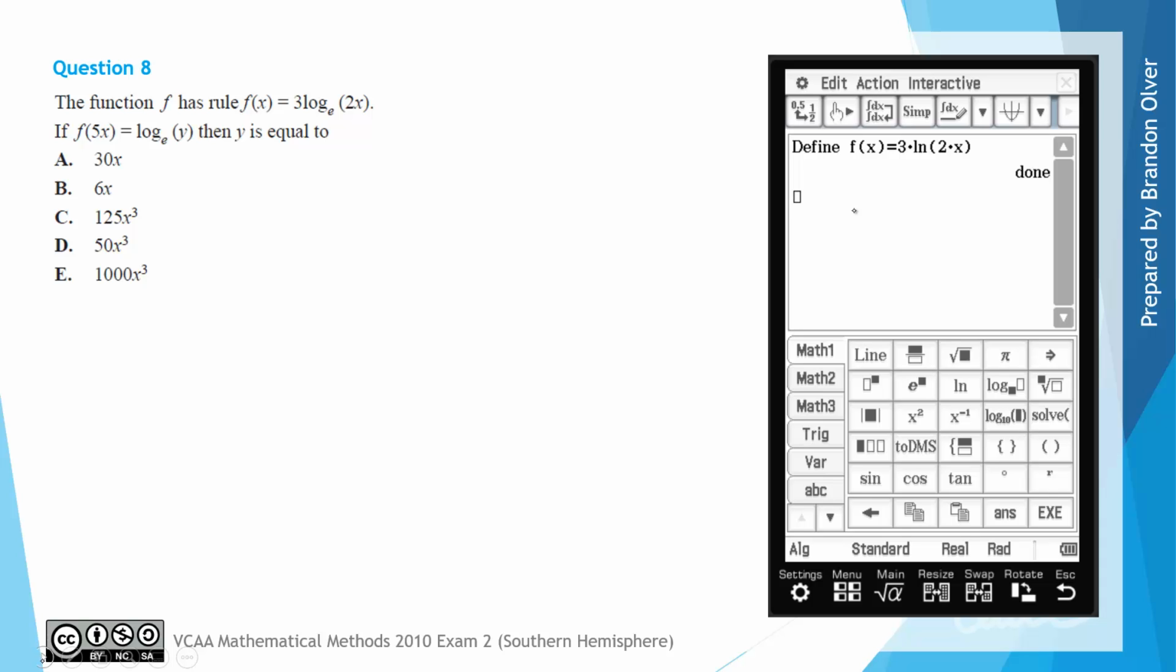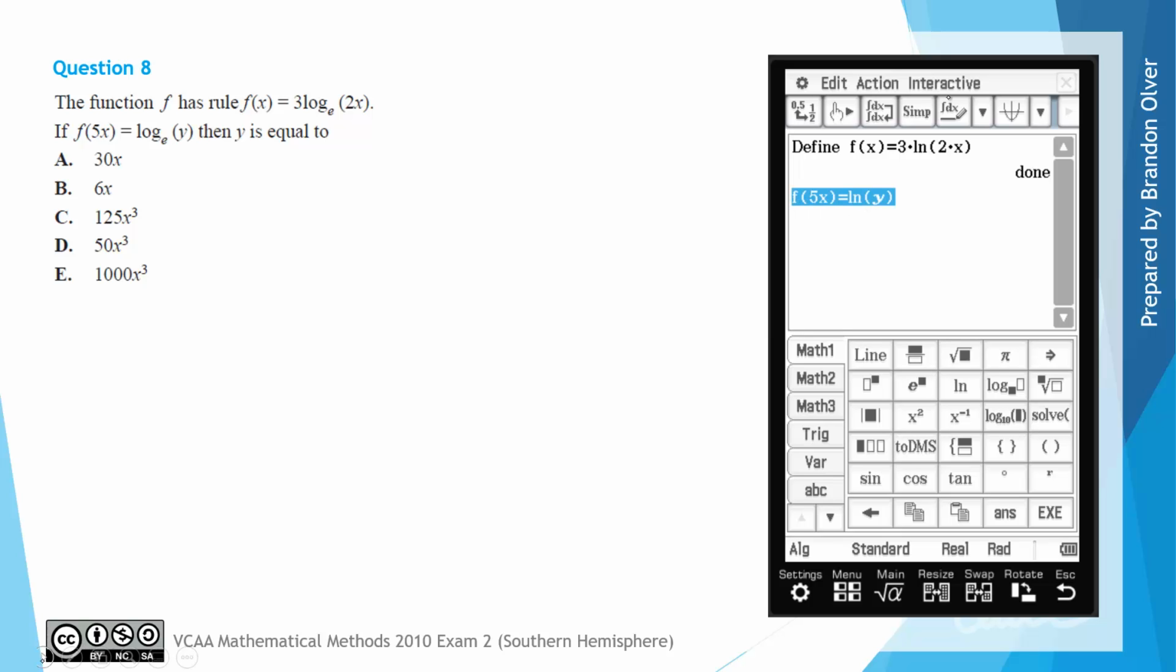The next thing we know in the question is f of 5x, so if I drag down f of x and put 5x in there, we're going to have f of 5x. We know that that is equal to log e of y. So I can just put ln of y on the right hand side of that equation. Next, the question asks what y is equal to. So we can solve this for y.